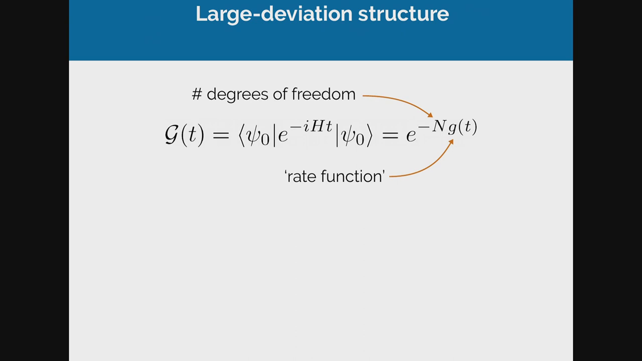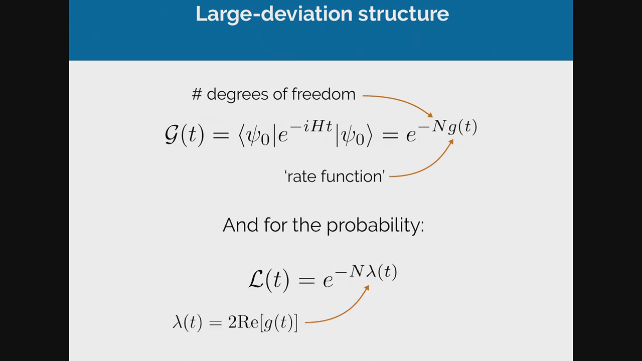And the small function g, I will call in the following a rate function. In other words, this quantity curly G does not have a well-defined thermodynamic limit. It's only the log of this curly G, essentially the small g, which has a well-defined thermodynamic limit. That's why we will study this one in the following. In two, three slides, you will also see why this is the case. The same is also true for the corresponding probability, this curly L of t, which also has this large deviation scaling, which allows us to introduce this rate function lambda. And because this is the modulus squared of the curly G, we have that this lambda is nothing but 2 times the real part of this other rate function, small g of t.